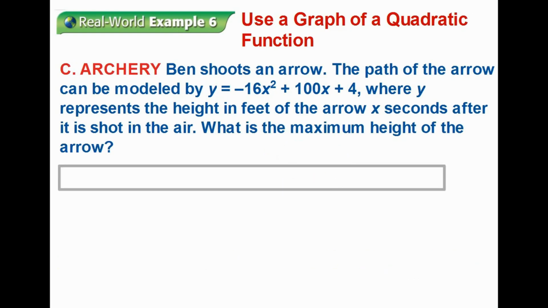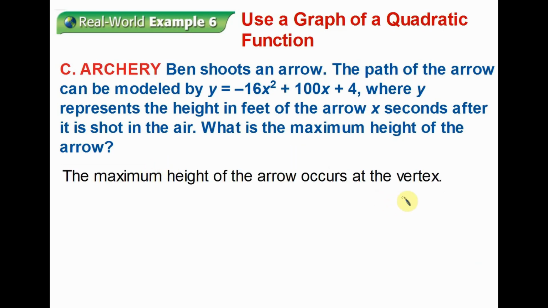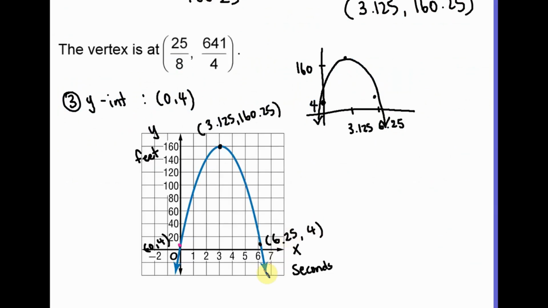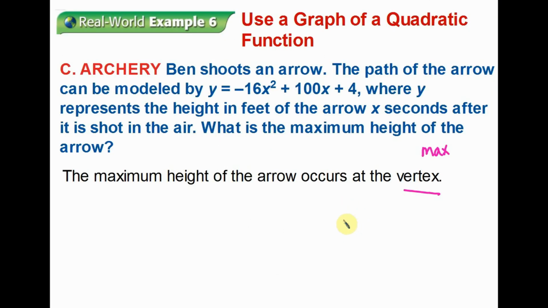Part C, what is the maximum height of this arrow? In order to do so, we're going to use the vertex, because the vertex is telling you either max or minimum. In this case, it was representing max since your a value was negative. My maximum height, so again, I'm going to look at the y value, is over here when I had 3.125, 160.25. So I know that my maximum height is just the y value, where the y was 160.25, and remember the unit was feet, and this will be my final answer.